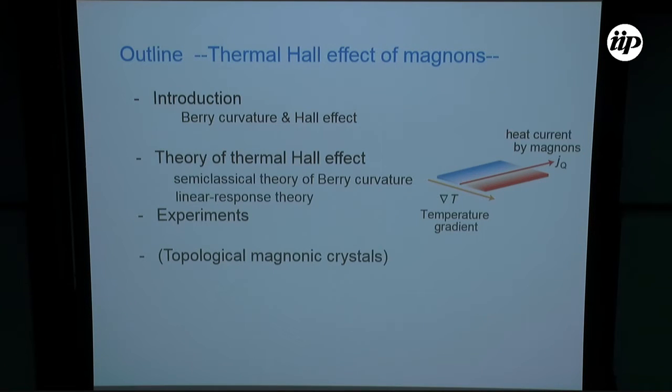the transverse heat current like that. Of course, there's a longitudinal component, but I don't write it here. This kind of transverse heat current is driven by magnons, and such a motion is possible in a clean system only when there's some mechanism or some geometrical framework called the Berry curvature, and I'd like to give some explanations for that.